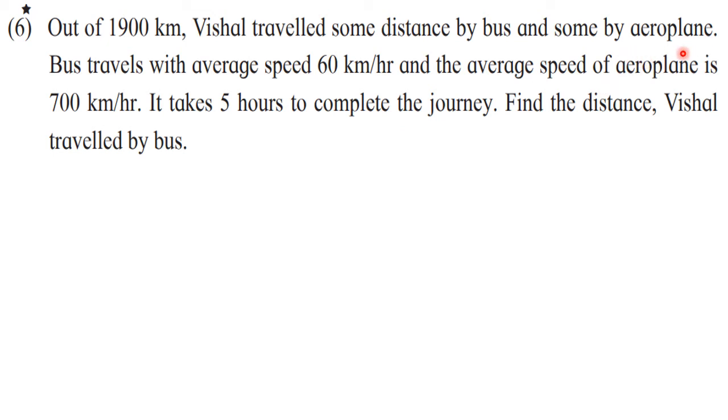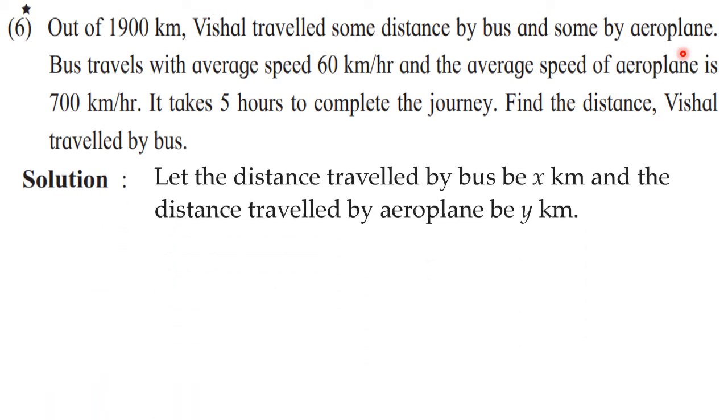So that will be our first statement: let the distance traveled by bus be x kilometers and the distance traveled by aeroplane be y kilometers. As I have told you so many times, when you are writing these unknown variables, don't forget to write the unit. It is very much important to write down the unit. So you should write down the appropriate unit here. Since it's a distance and here you will find that it is given in kilometers, we have to take the unit as kilometers.